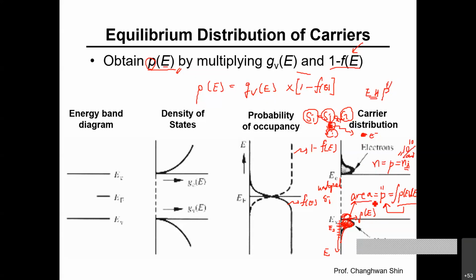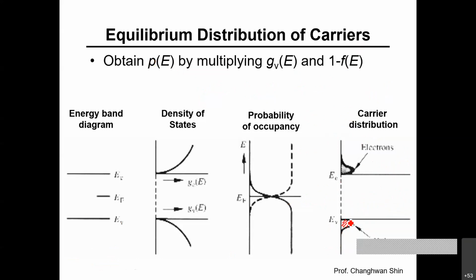So now this area was the hole concentration. What about this area? That was n. So they should be identical. Why? Because electrons and holes are created in pairs in pure silicon material. What was the number at room temperature? That is 10 to the 10 per cubic centimeter.